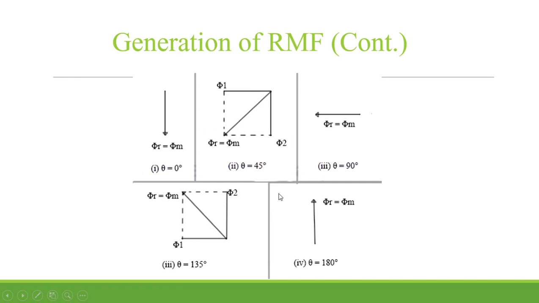If you follow the cycle, you will see that this resultant rotating magnetic field has a fixed magnitude. All the time we got a fixed magnitude phi m in this case, in this case, in this case, in these two cases also, and it is rotating in the clockwise direction. Earlier it was downwards, then it moved this side, then this side, then this side, and then this side. So in a clockwise manner this is rotating with a fixed magnitude phi m.